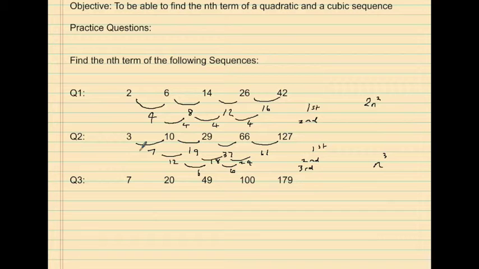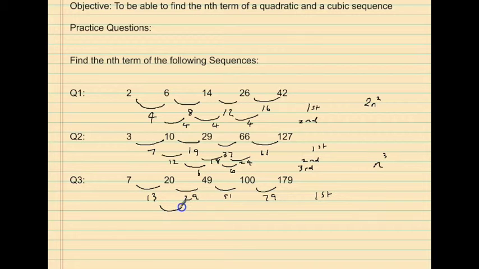Okay, question 3 then. Question 3 here, let's do our differences first of all. So we have a difference of 13, a difference of 29, a difference of 51, and a difference of 79. That's our first difference, clearly not equal, so it's not an arithmetic sequence.